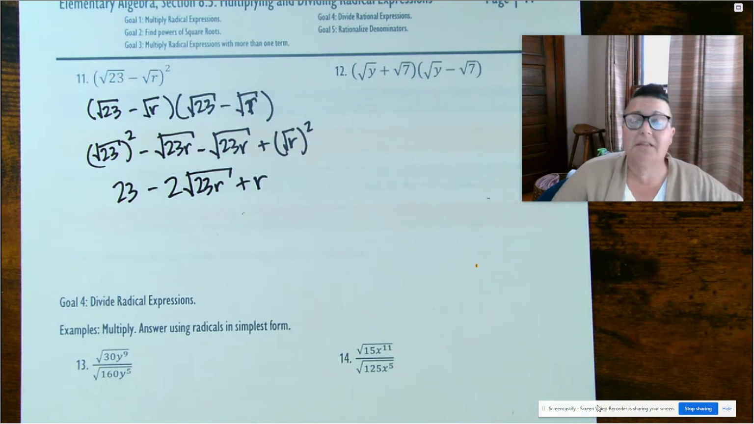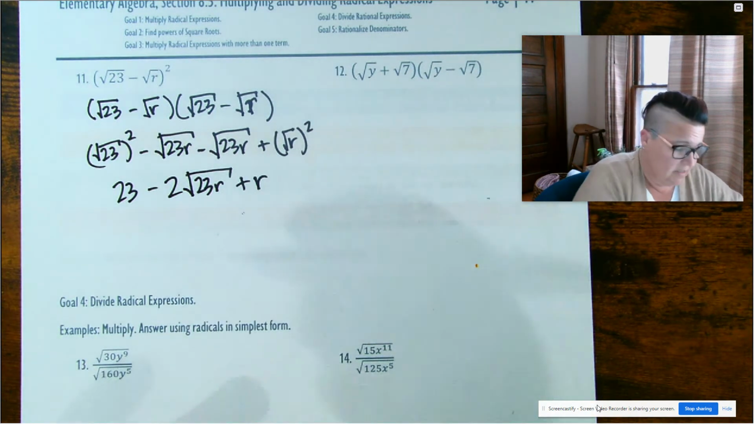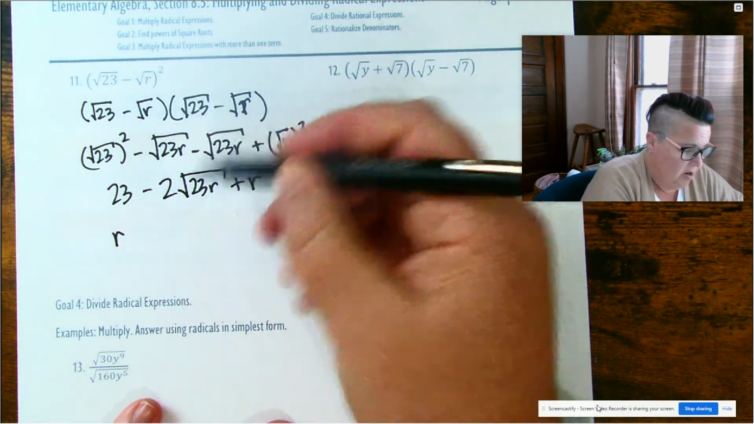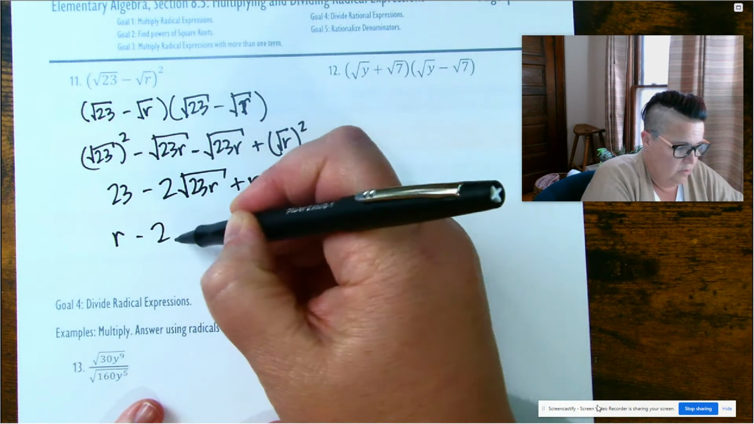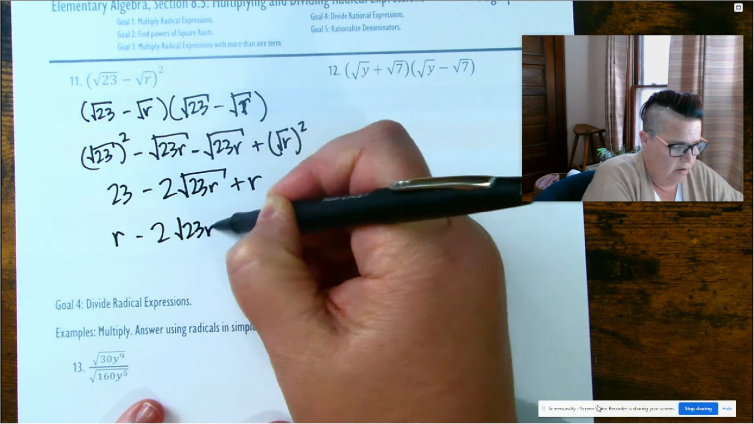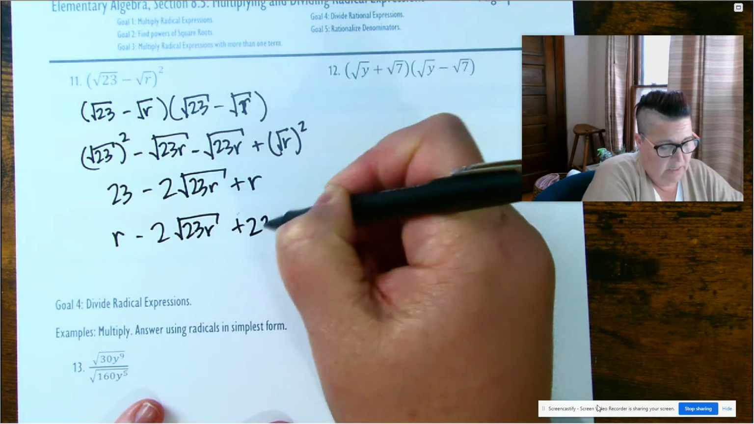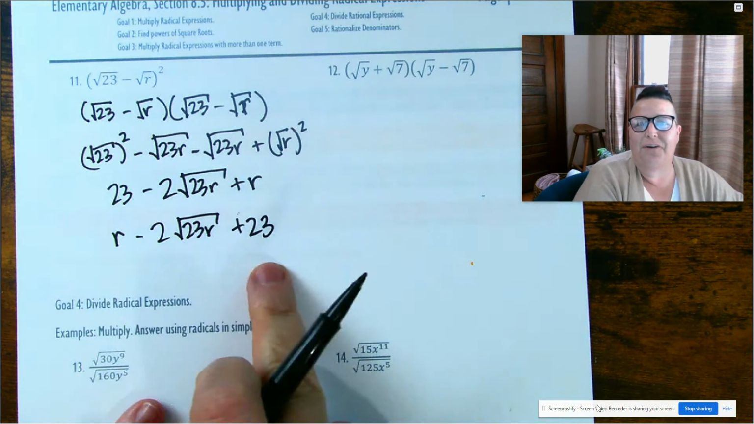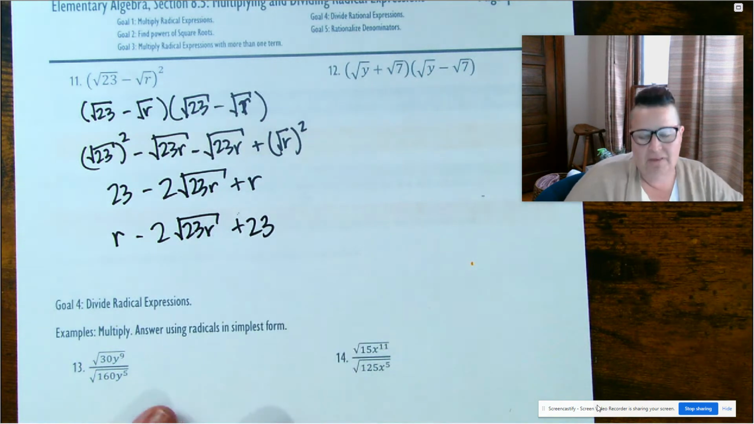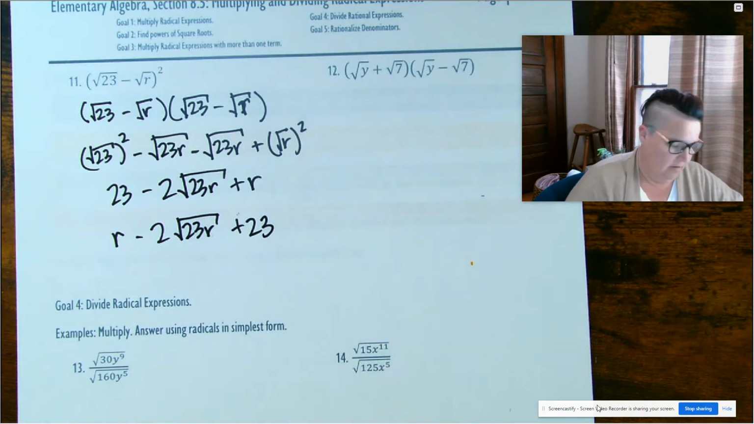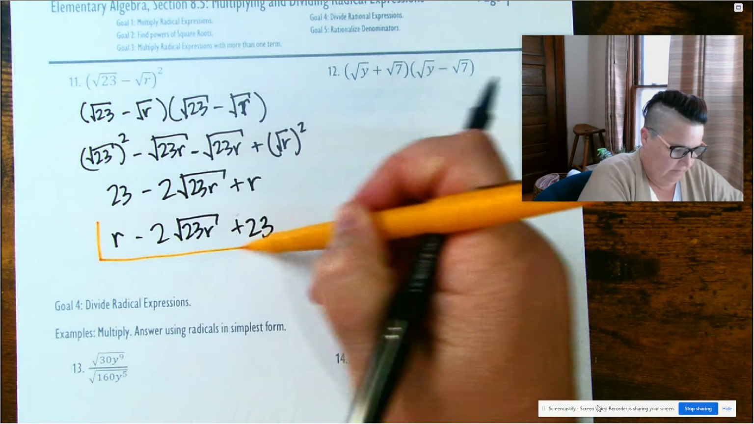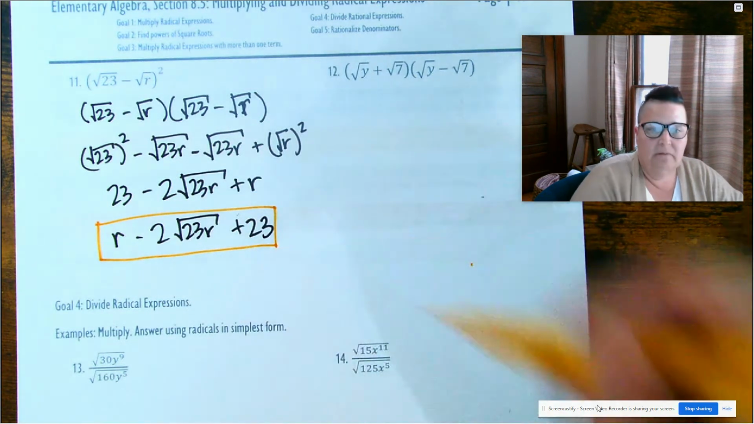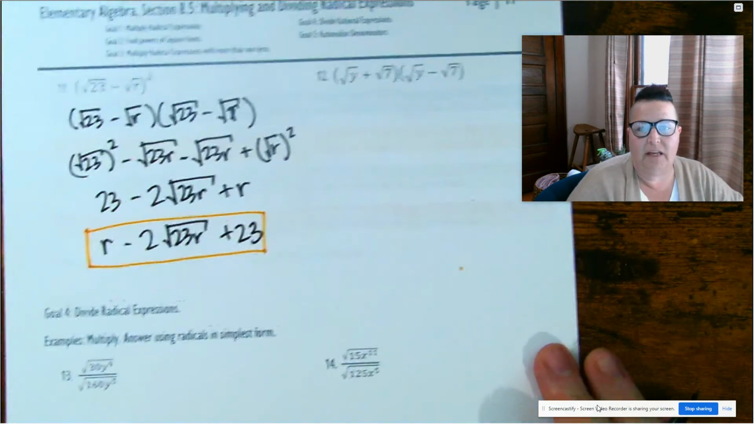Yeah, that works. Now, some people will rearrange this slightly, so we have r minus 2 square roots of 23r plus 23, because they like having the letter first and the constant last. But there's really not a big difference there. And that is simplified.